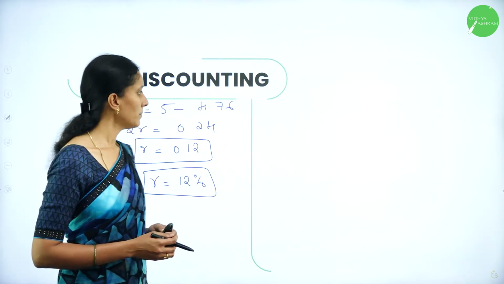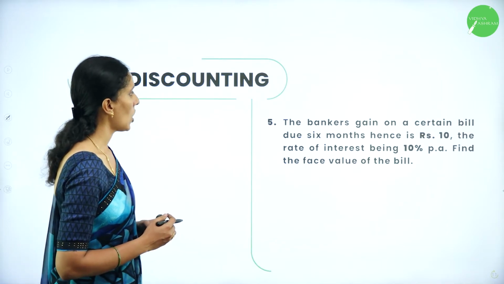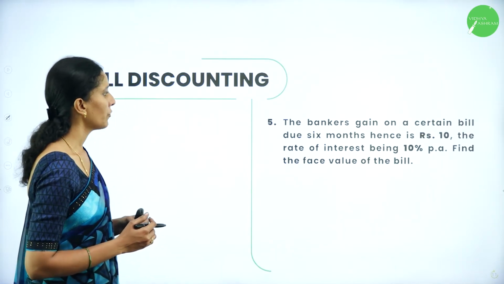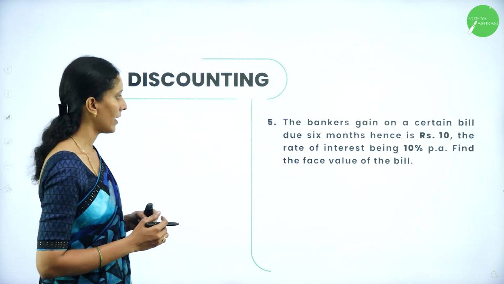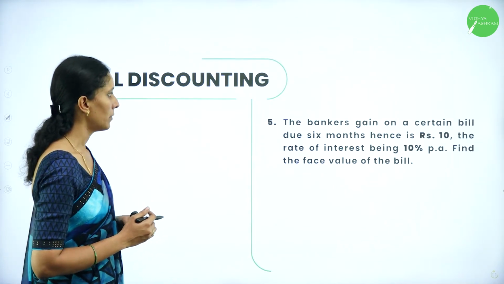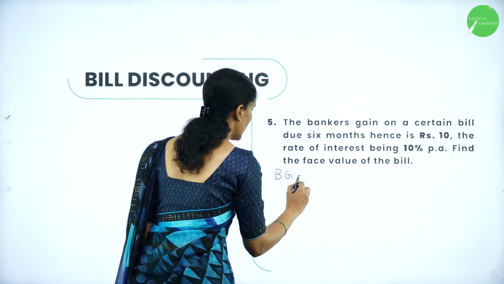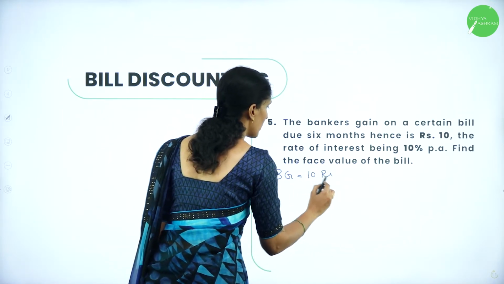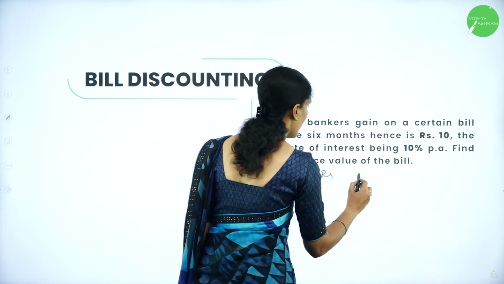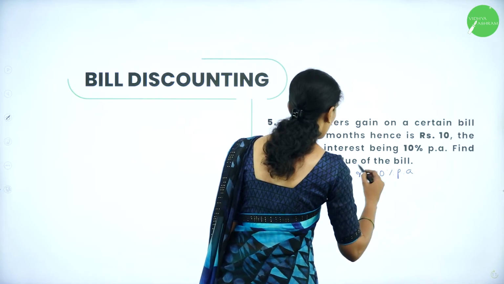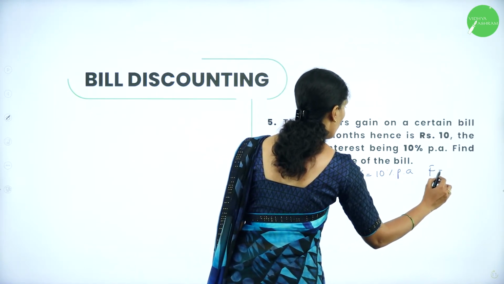So the next problem: the banker's gain on a certain bill due 6 months hence is rupees 10, the rate of interest being 10% per annum. Find the face value of the bill. First, what have they given? They have given the banker's gain, that is equal to 10 rupees, and rate of interest is given, R is equal to 10% per annum. I need to find the face value of the bill.